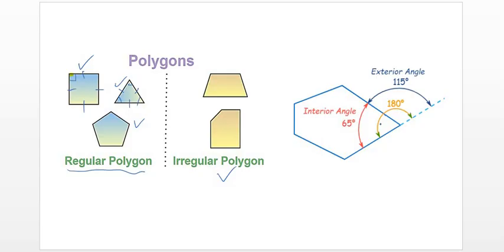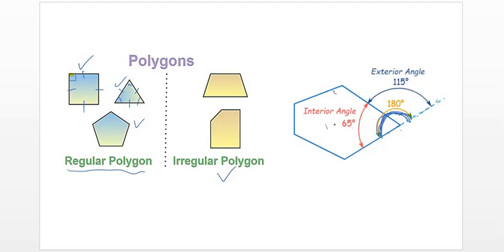So remember, any angle that is lying inside the polygon is called the interior angle, and when you extend any of the sides straight, the angle that is lying outside, or you can say the angle that is beside that interior angle, is called the exterior angle. And the sum of the interior and the exterior angle is always 180.